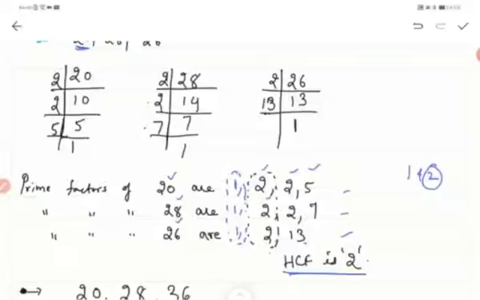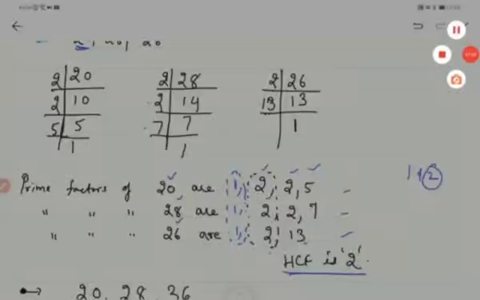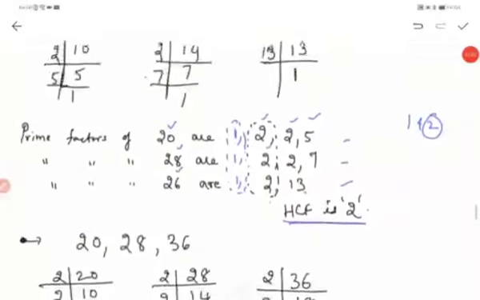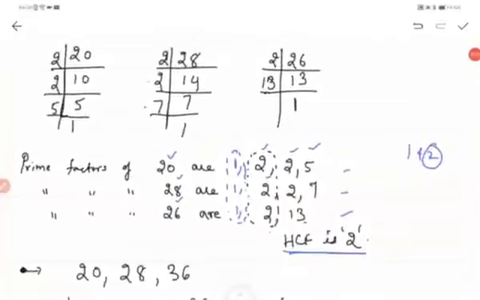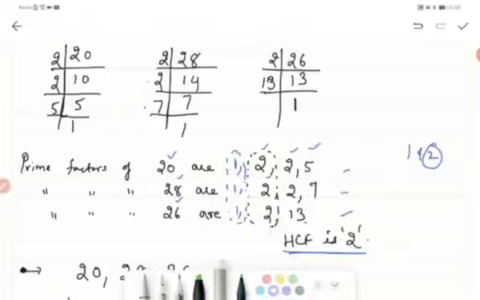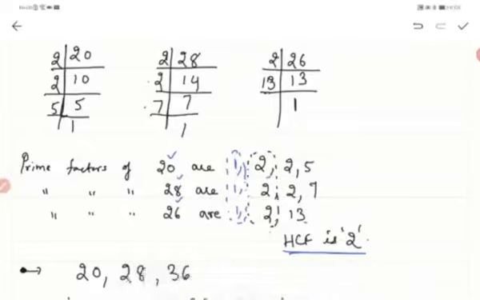Let me take one more example. We have 20, 28, 36. What you'll do is find the prime factors of the given numbers. You can find the normal factors, but the best way to find the highest common factor is to go by prime factorization.